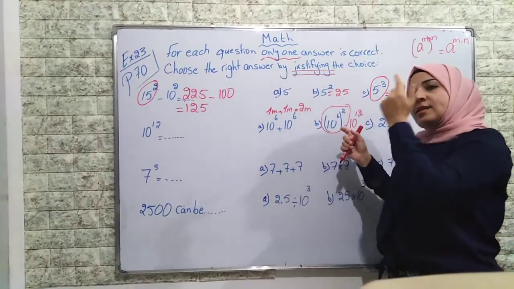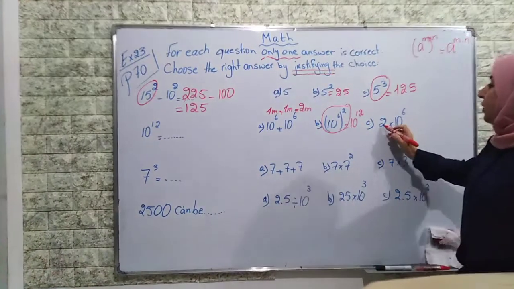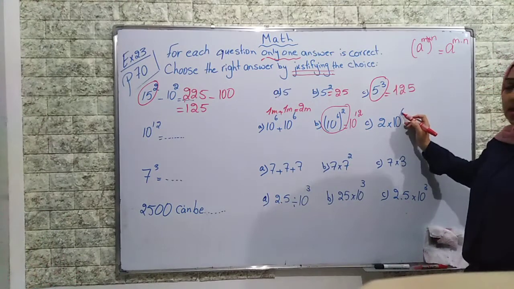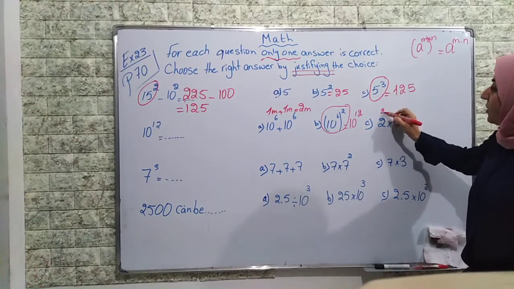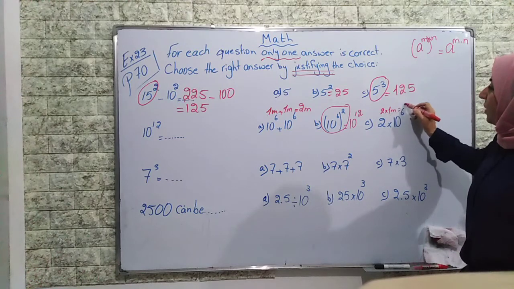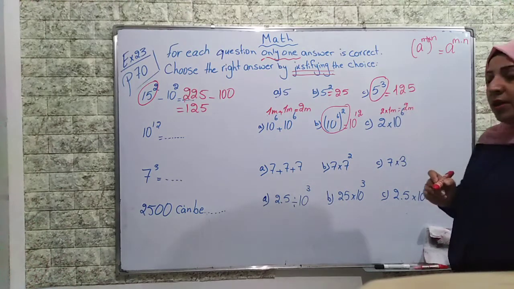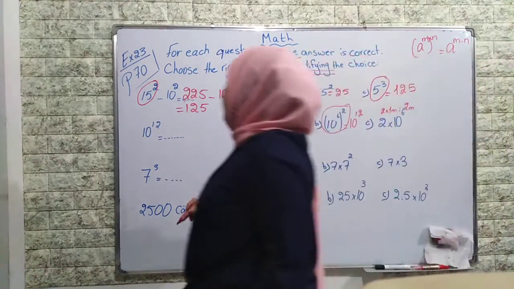But let's take a look here. We have 2 times 10 to the power 6. It means 2 times 1 million. So it's 2 millions. Okay? It will give us a different answer.